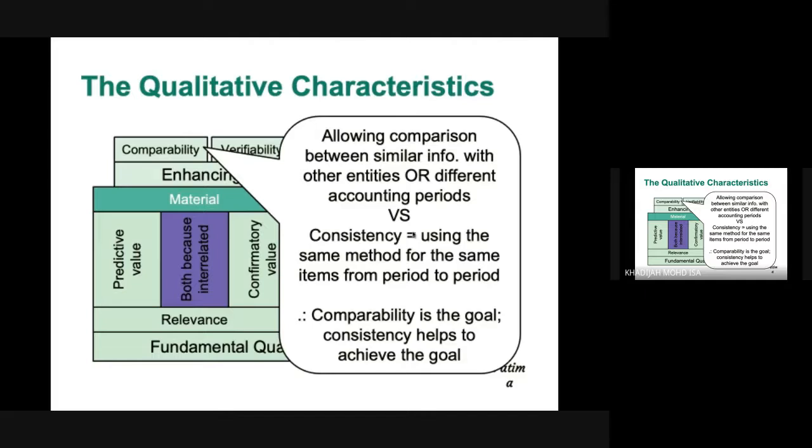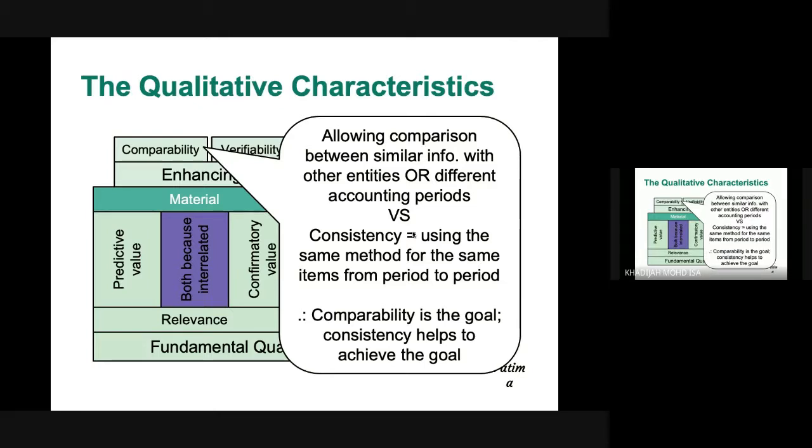So in order for us to be able to have a comparison, the comparability characteristic, we have to use consistency. It means that you have to use the same method for the same items from period to period. So when you have that consistency, that's how we say that we are comparing apple to apple, all right, not apple and orange. So you cannot compare between these two because it's not the same, right? The characteristics of apple and the characteristics of orange are not the same.